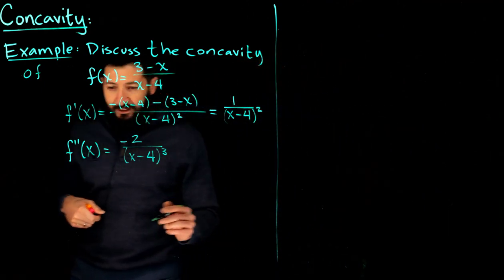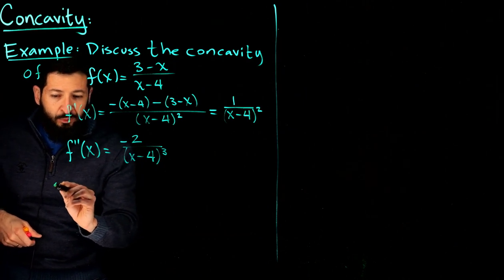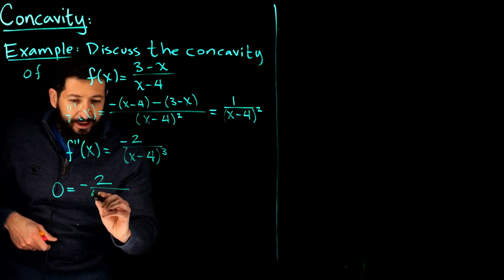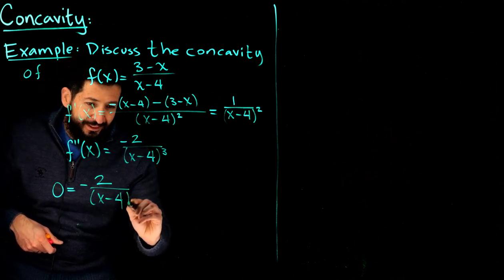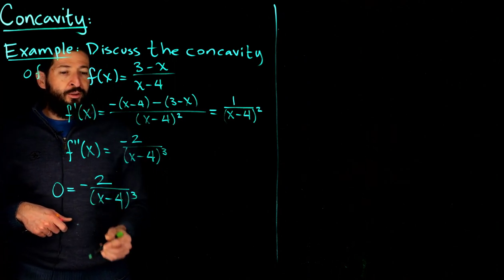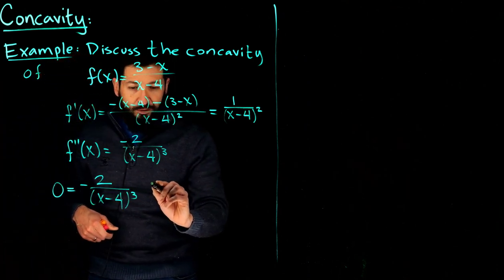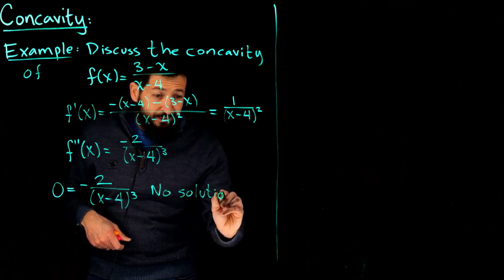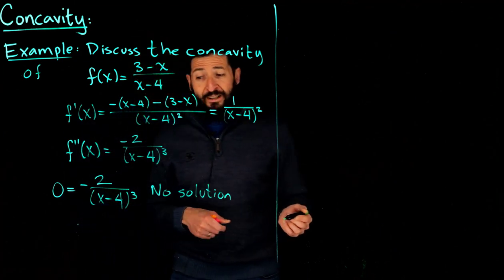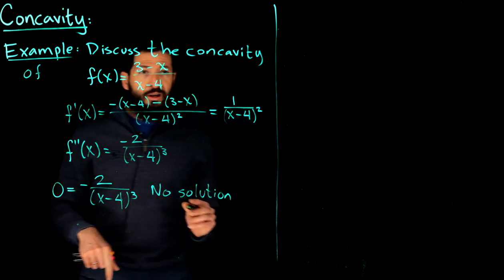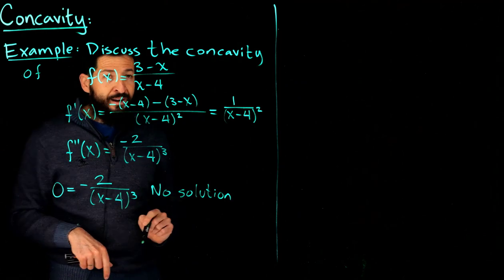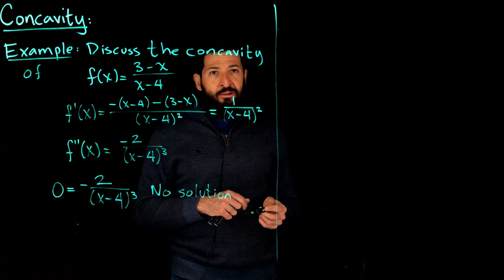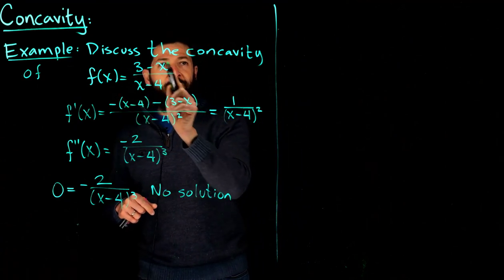Because notice that here, I can look at the point where the second derivative becomes 0 to find possible points of inflection, but there's no zeros for this function. So there's no solution to this equation. So a priori, there's no possible points of inflection. However, notice that you have at x equals to 4, a vertical asymptote. And it is an asymptote for the original function.